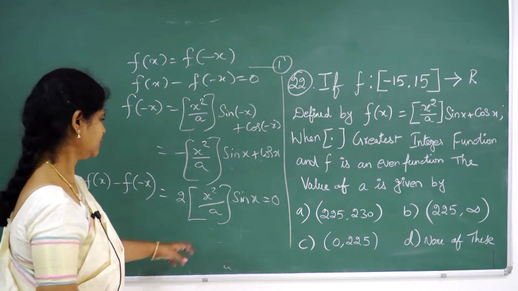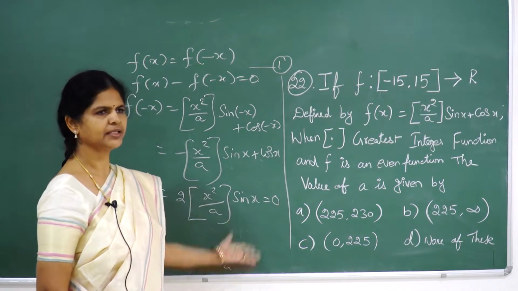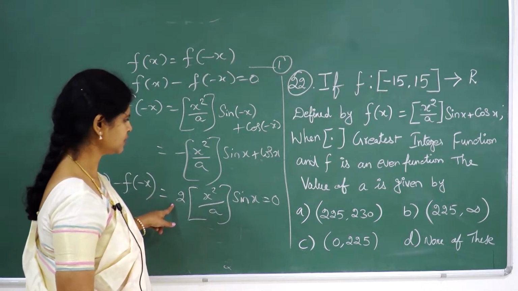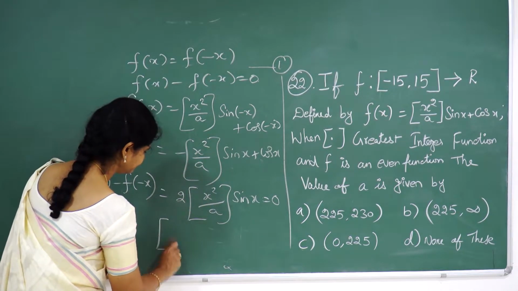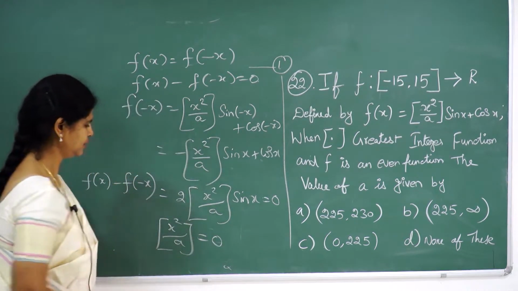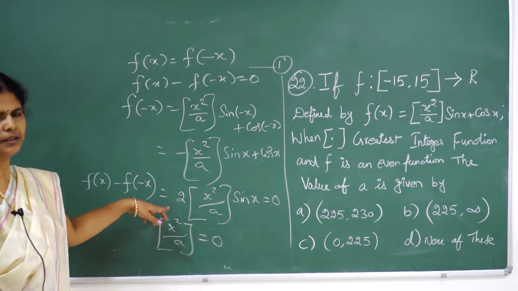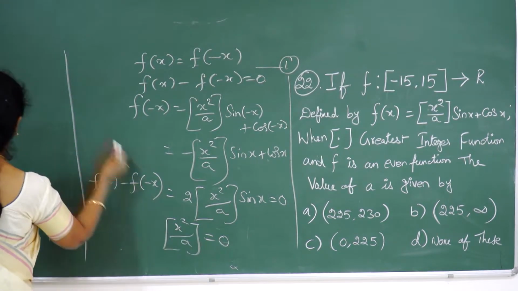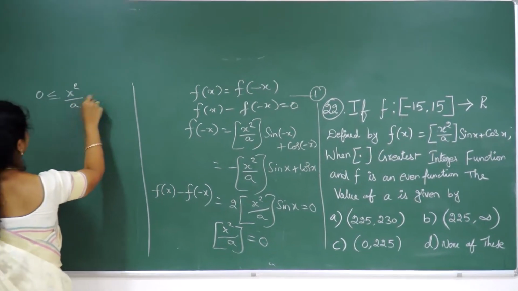Okay, equal to 0 implies this greatest integer term is 0. Sin x equal to 0 implies x will be multiples of pi, so that term will not be 0, and 2 is not equal to 0. The only possibility is that the greatest integer of x square by a is equal to 0. Here x square by a is an integer which is equal to 0. Using the greatest integer property, this is 0 less than or equal to x square by a, less than 1.